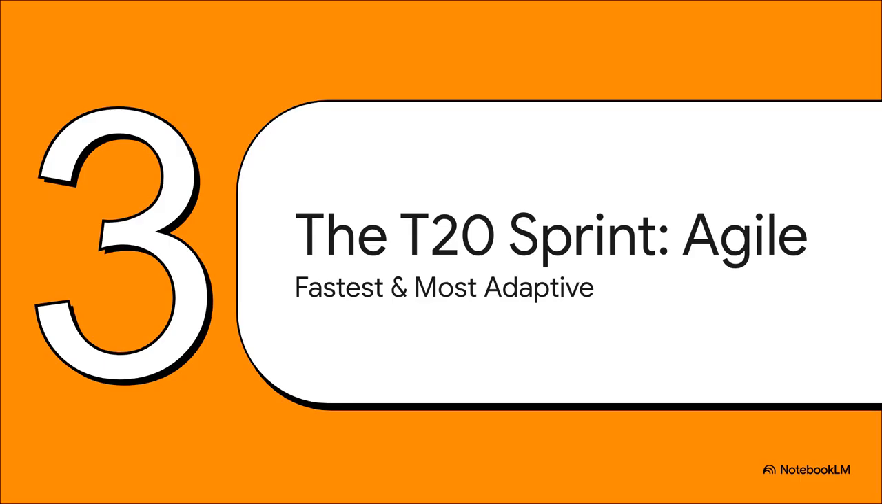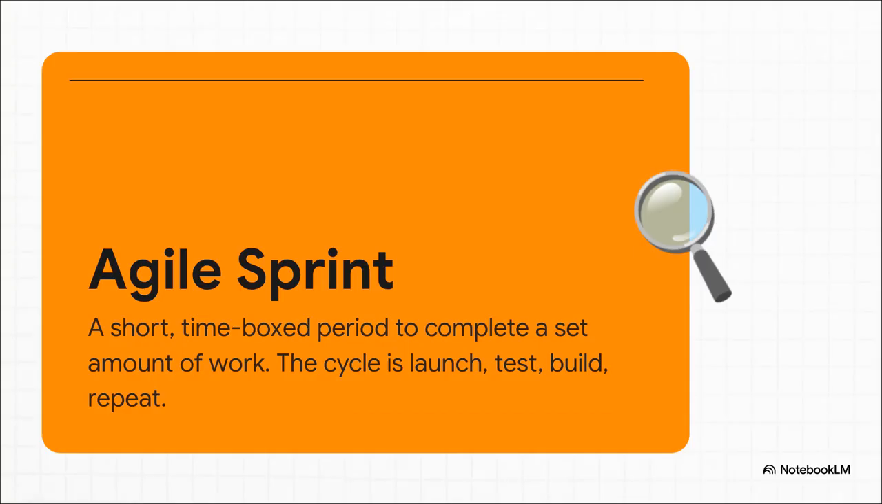And now for the fastest format of the game, the T20 Sprint. This is Agile. And with Agile, it's not about delivering a perfectly finished product. It's about shipping something that works now and making it better tomorrow. The absolute core of Agile is the sprint. It's this short burst of really focused work, maybe a week or 2 long, where the team builds and launches one small functional piece of learning. You launch it, you get feedback, and you immediately start planning the next sprint. It's just this continuous cycle of getting stuff out the door.